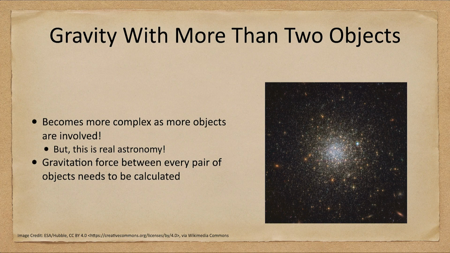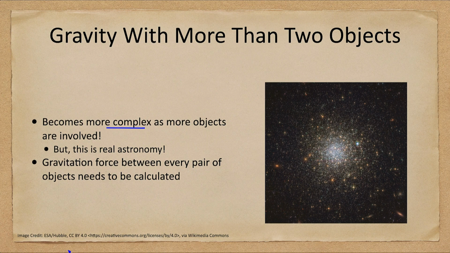Now, what if we look at more than two objects? Well, it gets very complex as we look at more objects. Here we see a globular cluster. And if you really want to figure out the orbits here, you need to look at every pair of stars and calculate the gravitational force and step forward in time and do all the calculations again. If there are hundreds of thousands of stars, there are billions of different pairs you can look at, and you have to calculate all those gravitational forces.